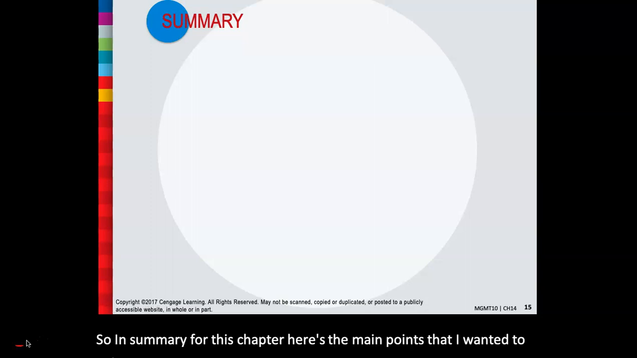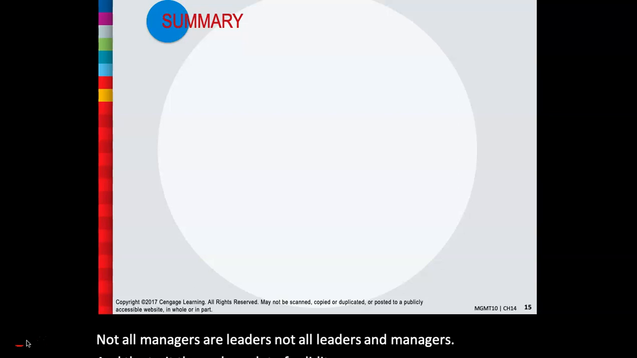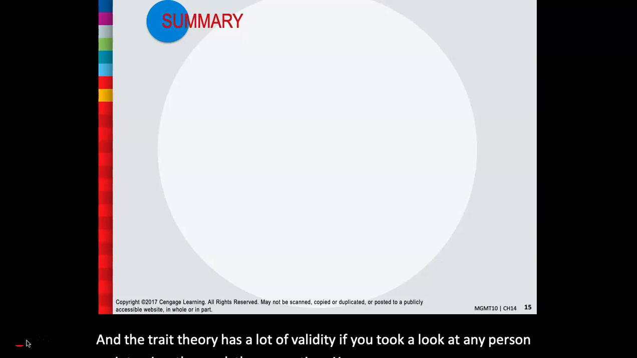Not all managers are leaders. Not all leaders are managers. And the trait theory has a lot of validity. If you took a look at any person and interviewed them, asked them questions, you can quickly determine whether or not they would be a good leader.